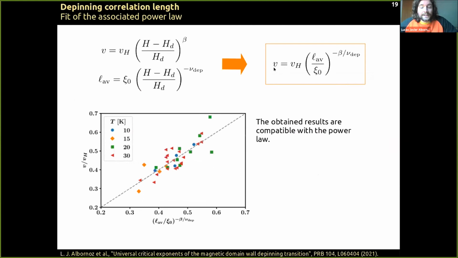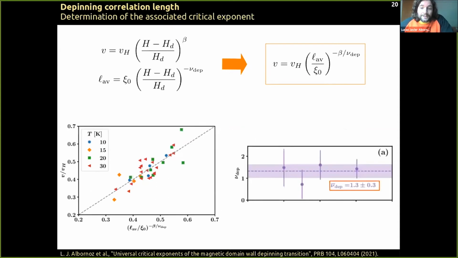So, taking into account this idea, we obtain values for the correlation length and fit the power law that relates the velocity and this correlation length. We observed that the expected power law for zero temperature is also consistent with the obtained results, and we obtained again a value for the characteristic critical exponent.